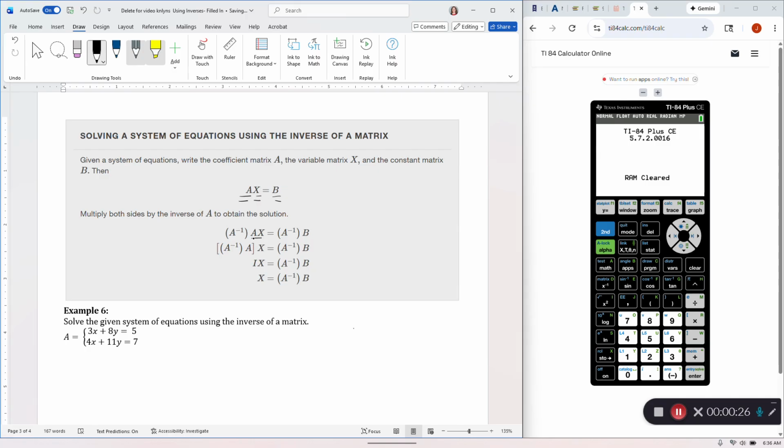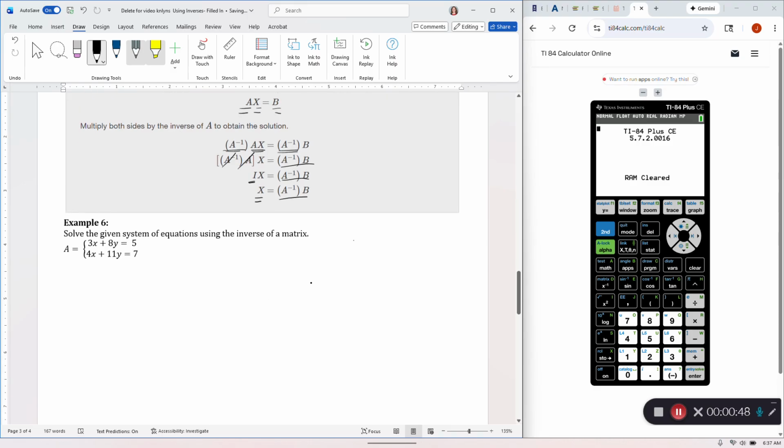When we have it set up like that, if we multiply by the inverse on both sides, the inverse and the matrix will create the identity matrix, which we don't need to write, right? It'll just be the variable matrix. And then what we get on this side will be the solutions. So let's see it in action here.